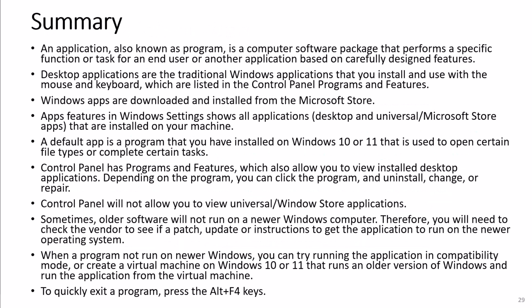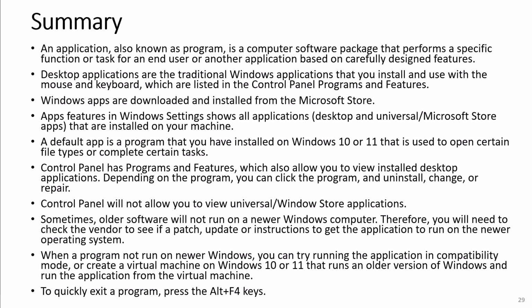In summary, an application, also known as a program, is a computer software package that performs a specific function or task for an end user or another application based on carefully designed features. Desktop applications are the traditional Windows applications that you install and use with the mouse and keyboard, which are listed in the Control Panel Programs and Features. Windows apps are downloaded and installed from the Microsoft Store. The Apps & features page in Windows Settings shows all applications, desktop and Universal/Microsoft Store apps, that are installed on your machine.